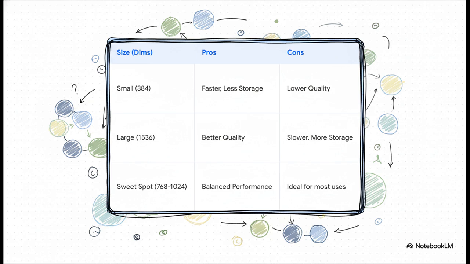A small model, say with 384 dimensions, is going to be super fast and take up less storage, but the quality of its map might be a little lower. On the other end, you have a large model, maybe 1536 dimensions, that creates this incredibly rich, nuanced map, but it's slower and needs a lot more storage. For most folks, the sweet spot is right there in the middle, somewhere between 768 and 1024.